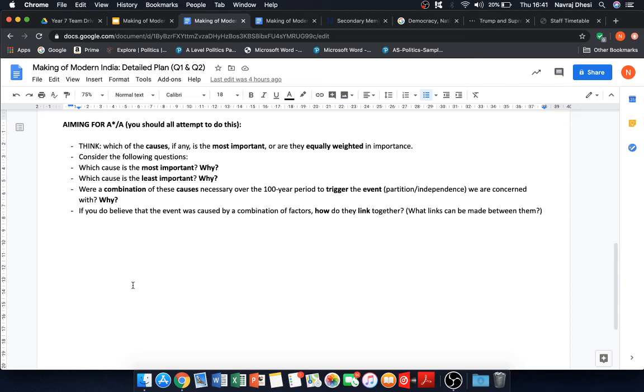Or, alternatively, were a combination of these causes necessary over the 100-year period to trigger the event we are concerned with, and why? If you do believe that the event was caused by a combination of factors, how did they link together? What links can be made between them? And this is really important.